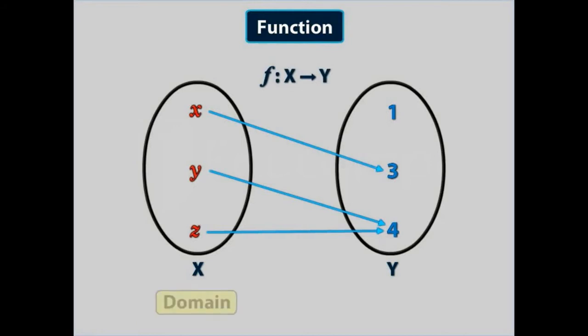The set of all inputs of a function is the domain of the function. The set of all possible outputs of a function is the codomain of the function. The set of actual outputs of a function is the range of the function. If x is the input to the function f, then f of x represents the corresponding output.